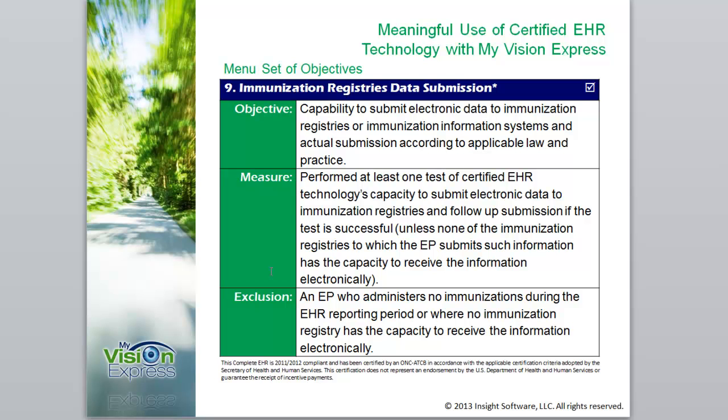The measure is to perform at least one test of certified EHR technology's capacity to submit electronic data to immunization registries and follow-up submission if the test is successful, unless none of the immunization registries to which the EP submits such information has the capacity to receive the information electronically. The exclusion, and this is why it applies, is an EP who administers no immunizations during the EHR reporting period or where no immunization registry has the capacity to receive the information electronically.